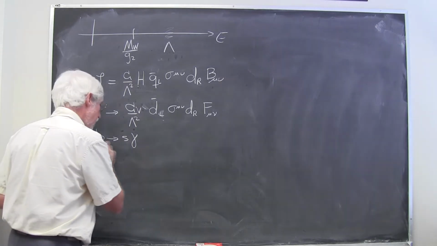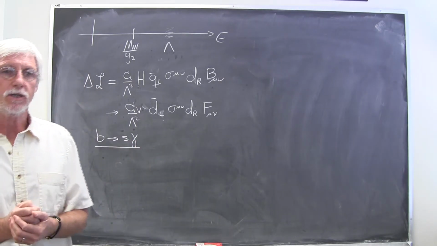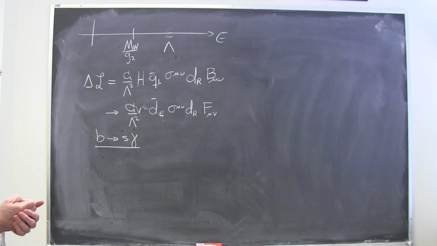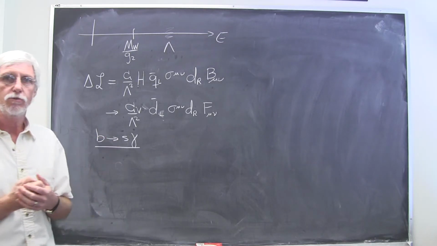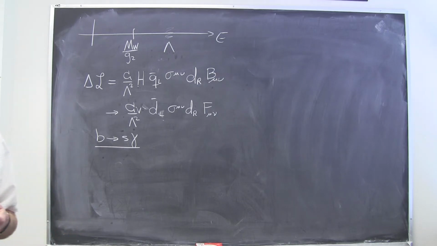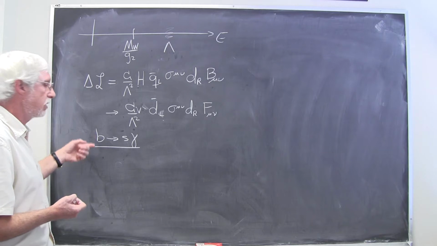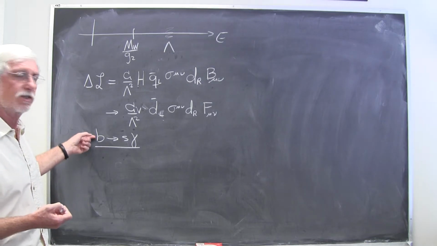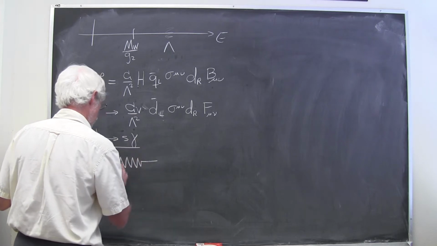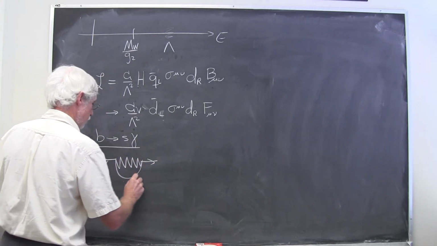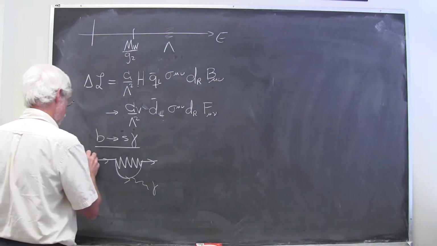And I'm going to, in fact, consider this process b → s γ, which is one of great interest, but also fairly straightforward to discuss. Now, as a prerequisite, we need to understand what the standard model says about this. So let me start by writing a diagram that produces this process in the standard model.